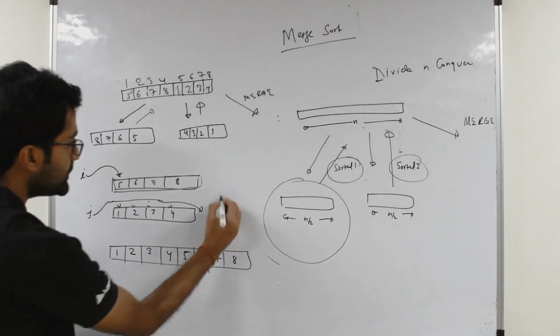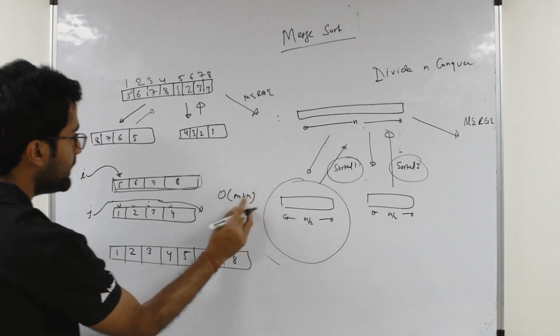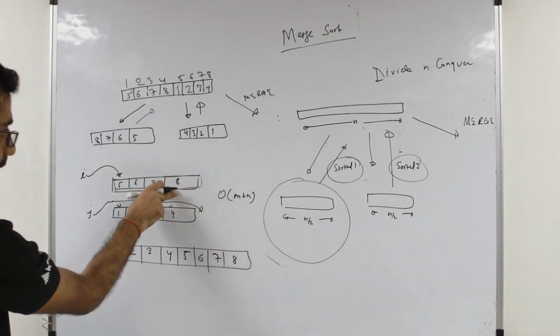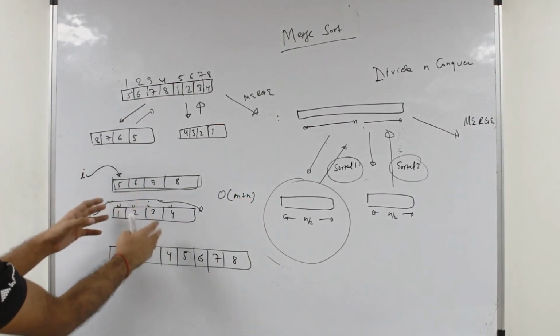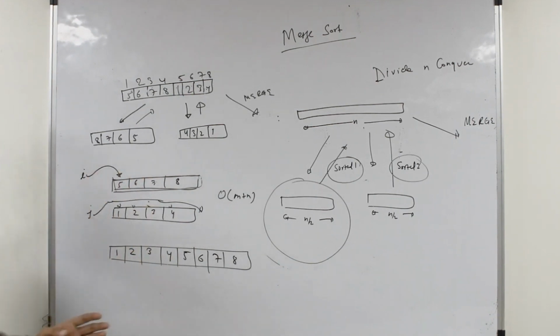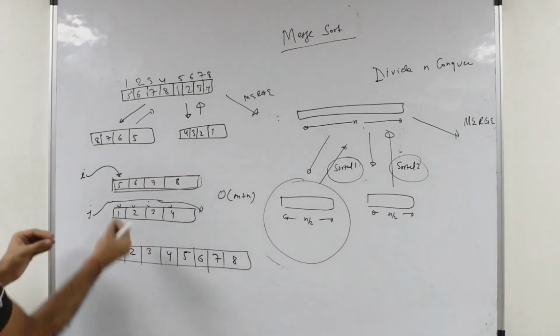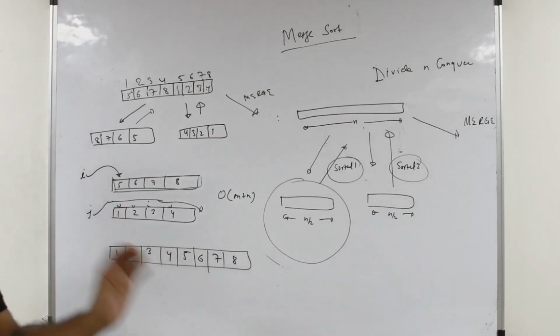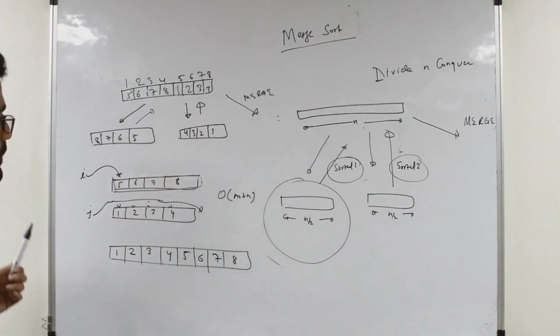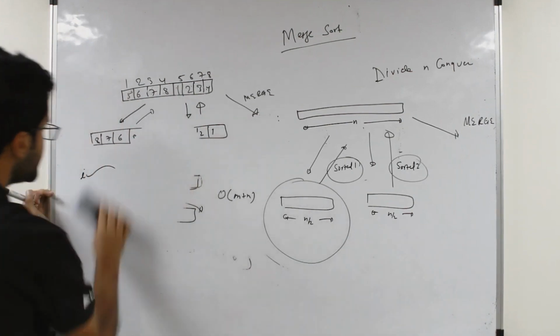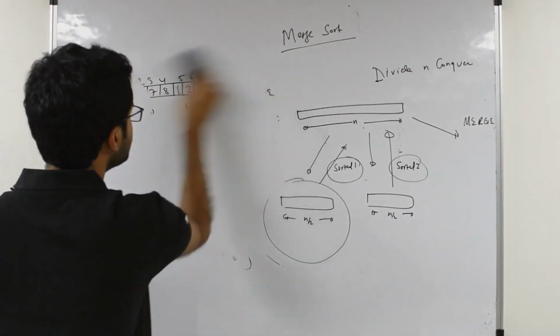The time complexity of this is order m plus n, where m is the size of the first sorted array and n is the size of the second sorted array, because you can see that every element is getting touched only once. Every element is getting touched and pushed only once. So that is the reason. Now, in the context of merge sort, let's try to understand how this merge procedure actually operates.